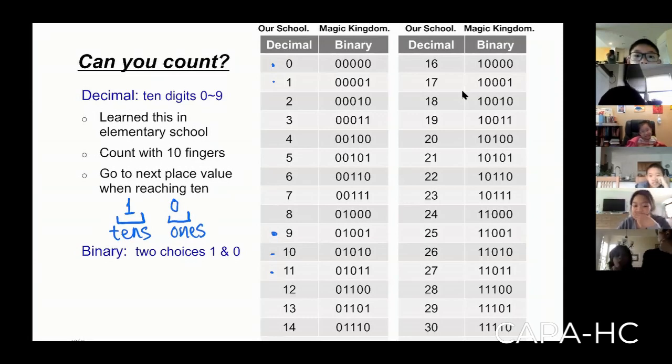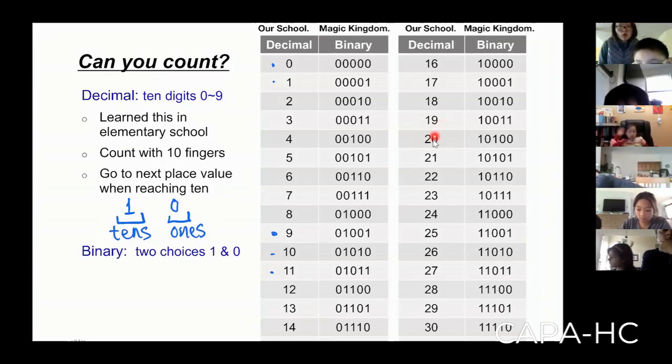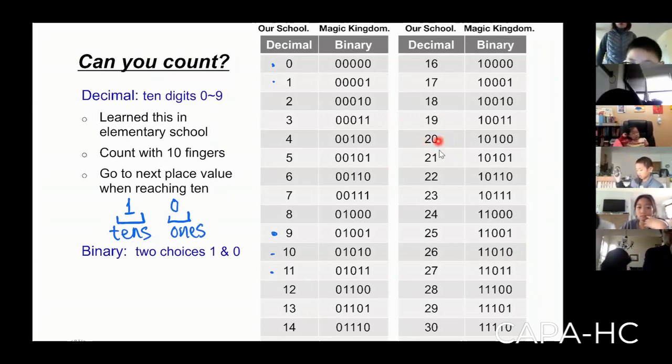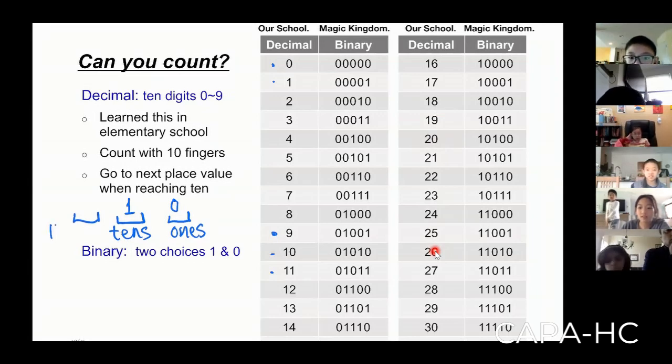So we count 11, 12, 13, all the way to 19. And once we add one more, we add into the number of tens, making the recorded number 2 and 0, and so on and so forth. Once we reach 99, we learn that we move up to the next place value, 100.